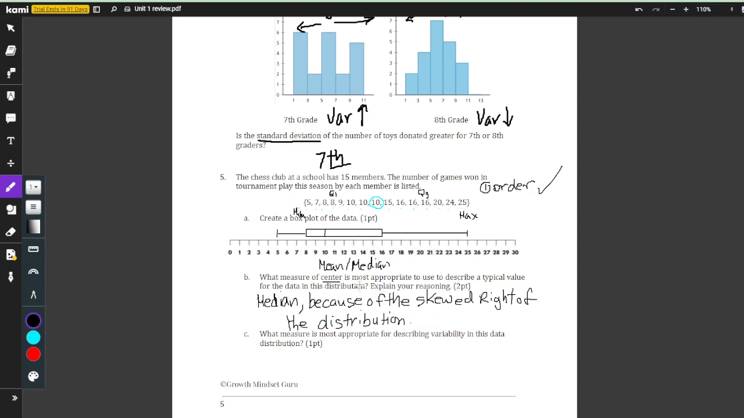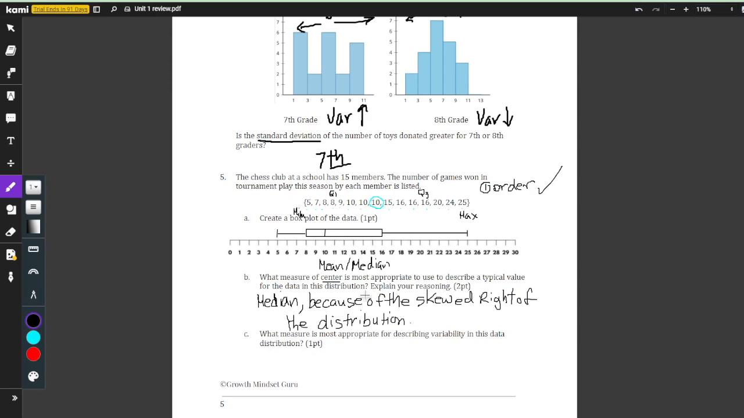Okay. It is skewed right based off of the distribution. What does it mean to be skewed right? Skewed right means the minimum amount of points, very few points, are on the right side. Skewed left means that there are fewer points on the left. Fewer points on the right is skewed right. Fewer points on the left is skewed left. So remember that.